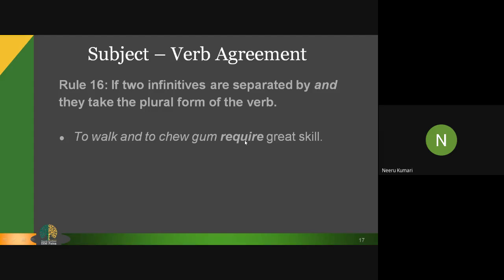All right, so this is a bit complex. You have to keep this in your mind whenever we are talking about two infinitives. Infinitives are those words wherein the verb is preceded by the preposition to. All right, to buy, to sleep, to eat, to walk, to dance, to sing, to assign, to assess. So whenever we are talking about infinitives which are separated by the word and, to walk and to chew, to play and to sing and to dance.